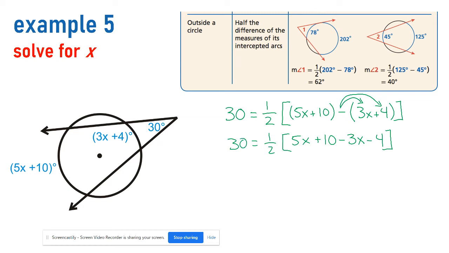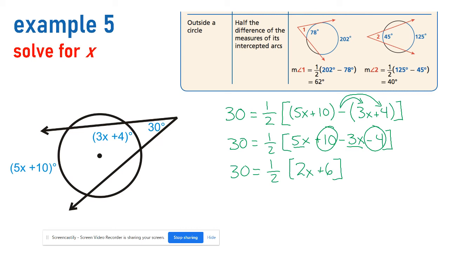I'm going to go ahead and just keep working inside these brackets and combine my like terms. So I got 5x and a minus 3x. That's going to give me 2x. I have a 10 and a minus 4. 10 minus 4 gives me 6. So I get 2x plus 6. So a little bit of work to get there.